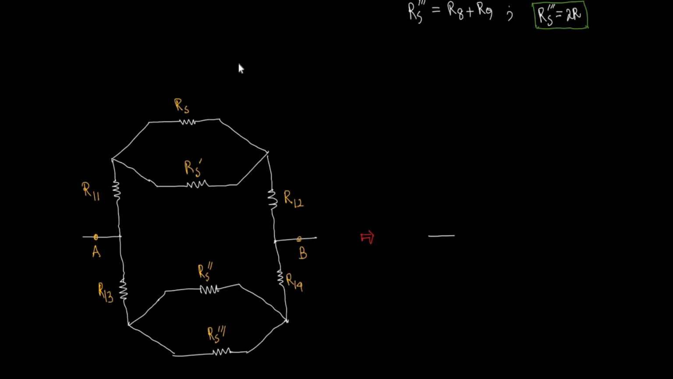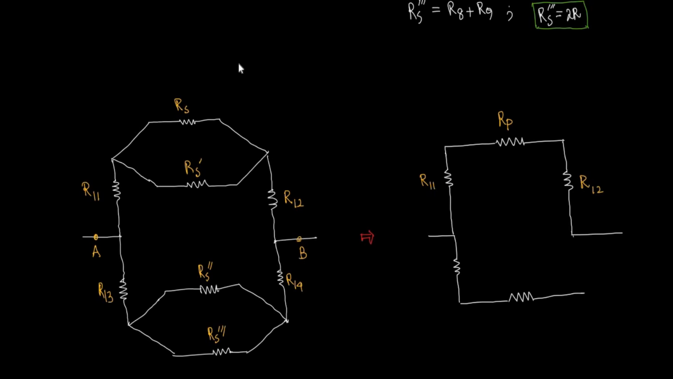Now we can draw the circuit diagram after considering the equivalent resistance of the parallel combination of Rs and Rs prime, and also considering the equivalent resistance of the parallel combination of Rs double prime and Rs triple prime. Here Rp is the equivalent resistance of the parallel combination of the resistors Rs and Rs prime. Similarly, Rp prime is the equivalent resistance of the resistors Rs double prime and Rs triple prime, which are in parallel combination.